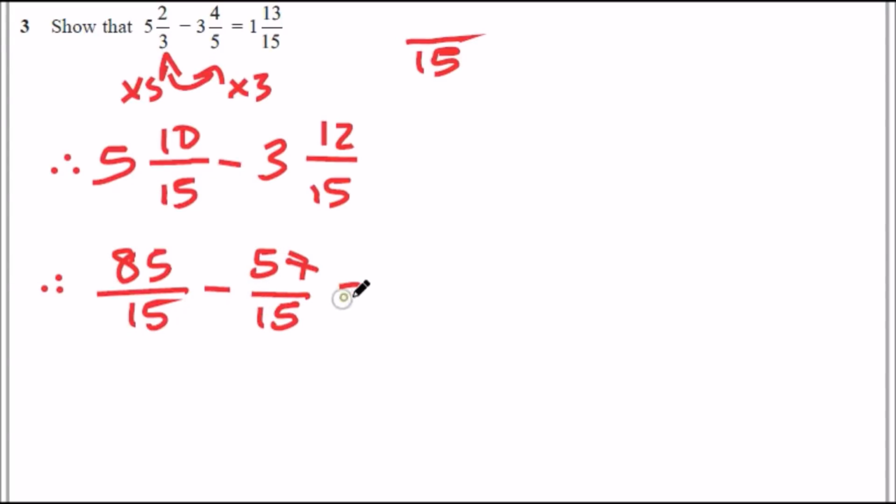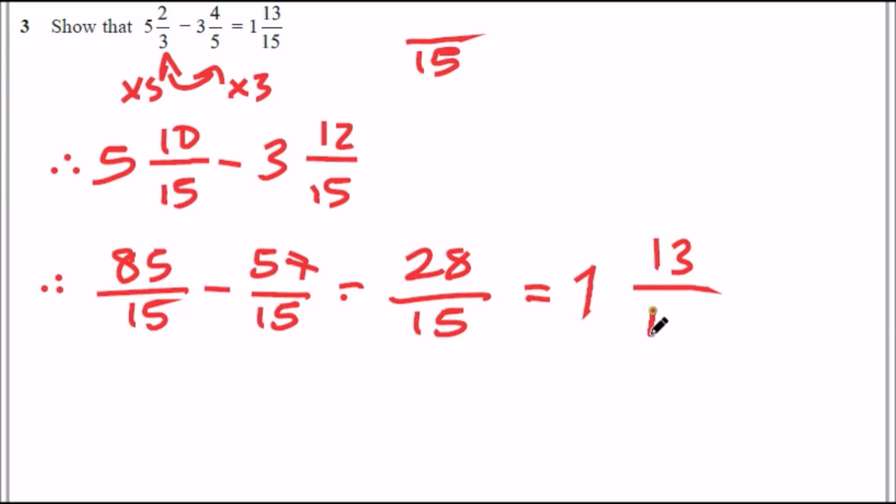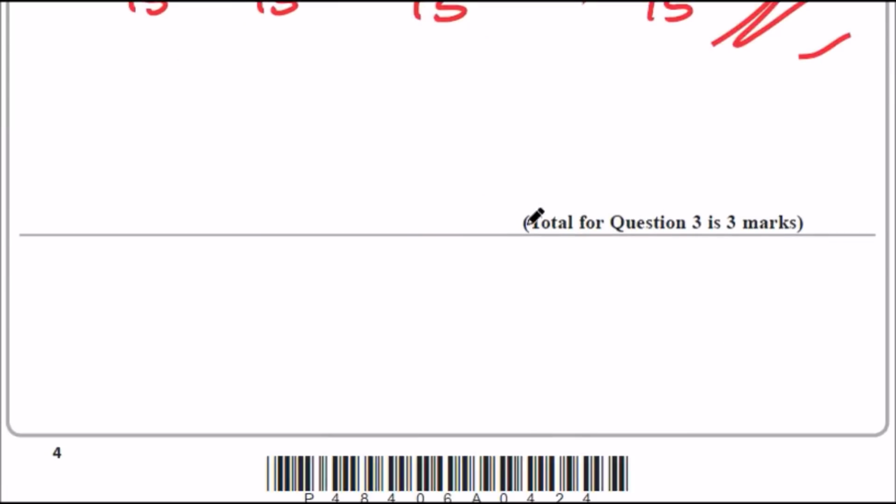And now just subtract these guys. So 85 take away 57 should give us 28. And that's it. So something tells me 28 seems like a good value. And now we ask ourselves, how many times is 15 going into 28? Well, it goes exactly once and has a remainder of 13 over 15. And that's it. We have proved it.